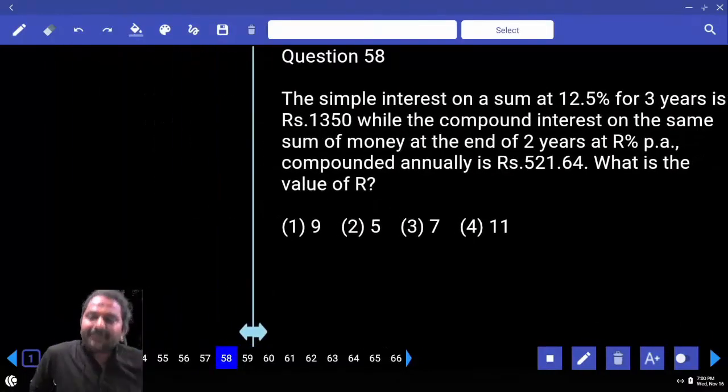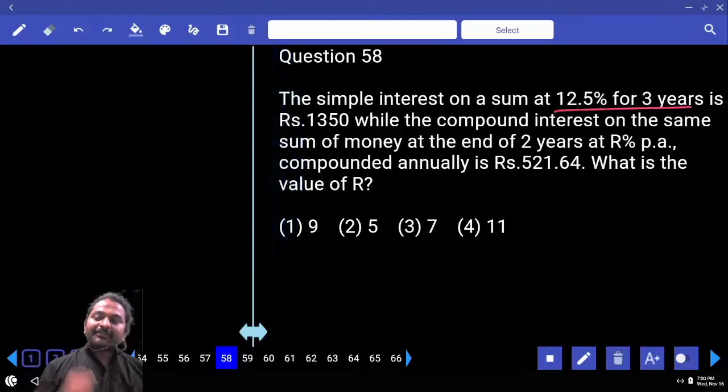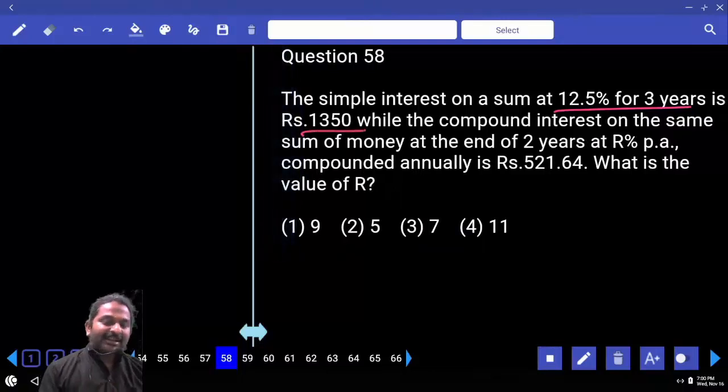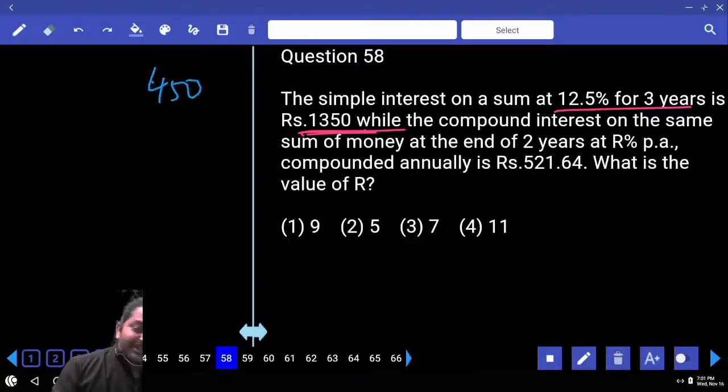The simple interest on a sum at 12.5% for 3 years is 1350, while the compound interest on the same sum of money at the end of 2 years at R% per annum compounded annually is 521.64. What is the value of R? At the rate of 12.5% for 3 years, simple interest is 1350. For 1 year? 450. Am I right?